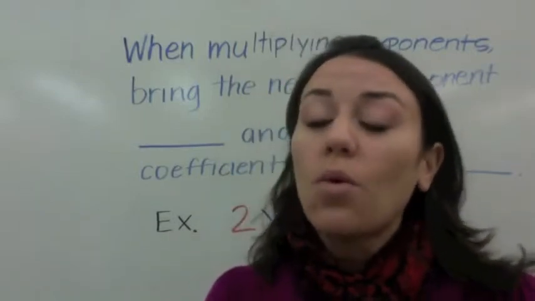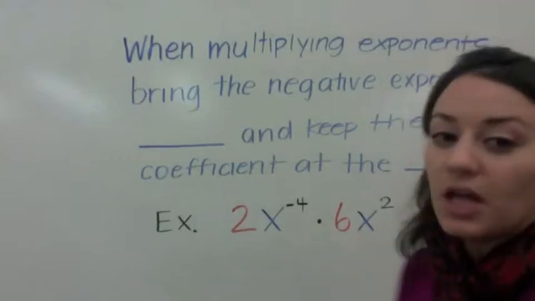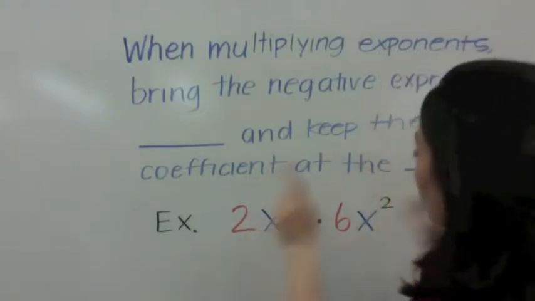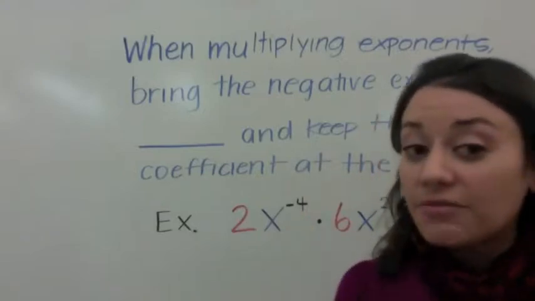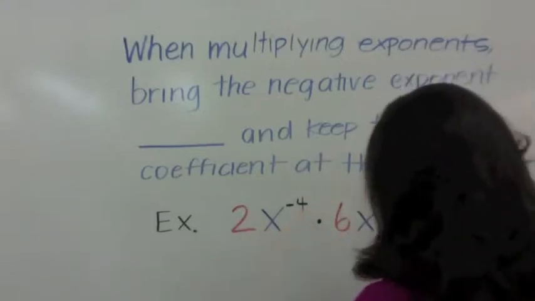And we learned that when you have terms that you are multiplying, first you have to multiply the coefficients and then you have to add the exponents. Multiply the coefficients and then add the exponents.